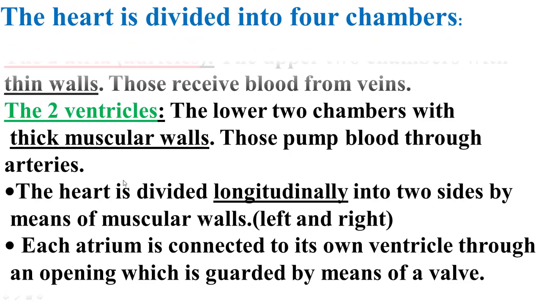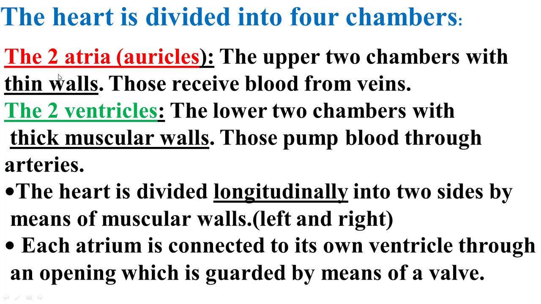The heart is divided into four chambers, upper and lower. The upper chambers are named auricles or atria, while the lower ones are named ventricles. The two atria, the upper two chambers with thin walls, receive blood from veins. So veins pour their blood into the two atria. The two ventricles, the lower two chambers with thick muscular walls, pump blood through arteries. So auricles receive blood while ventricles pump blood.